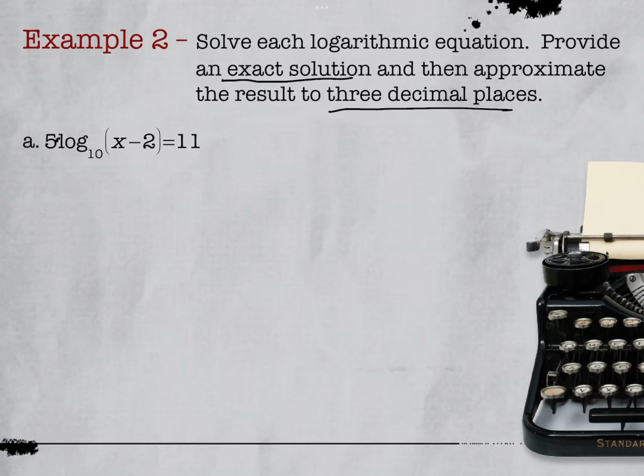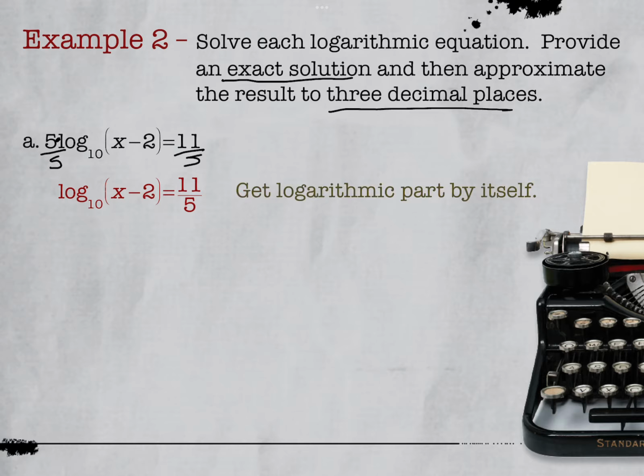So you'll notice here that I have this 5 times. So when I'm multiplying, the first thing I need to do then is divide this by 5 so that we get the log part by itself. So then I have log base 10 of x minus 2 equals 11/5. So we always want to get the log part by itself. And then when you do that, also don't make this a decimal unless it works out perfect. If you round that at all, it will change your answer at the end.